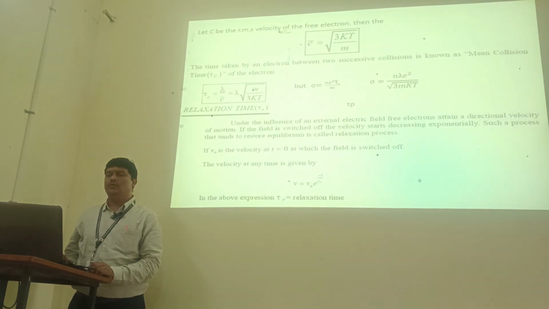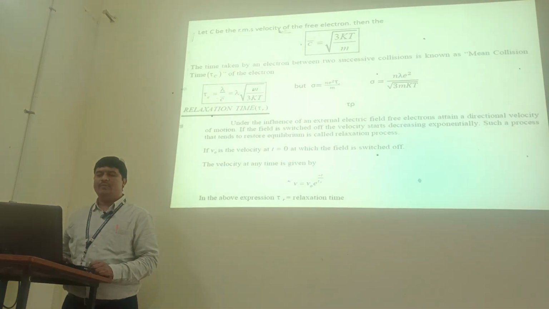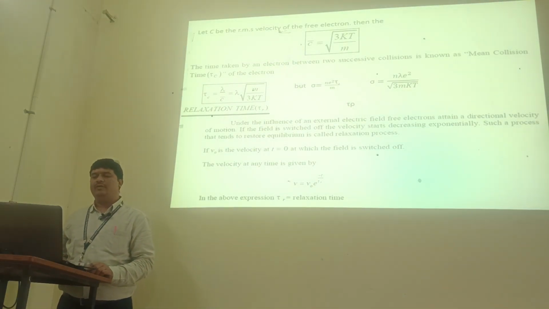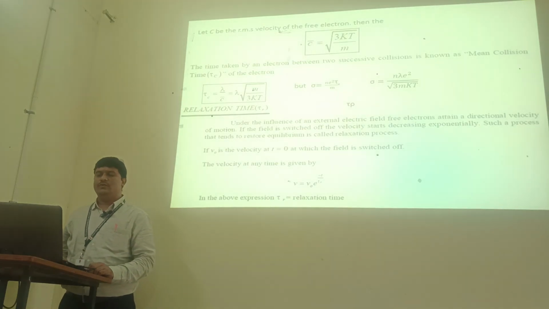Next, according to free electron theory, using the RMS velocity, the conductivity is sigma equal to n lambda e square by square root of 3m kT.